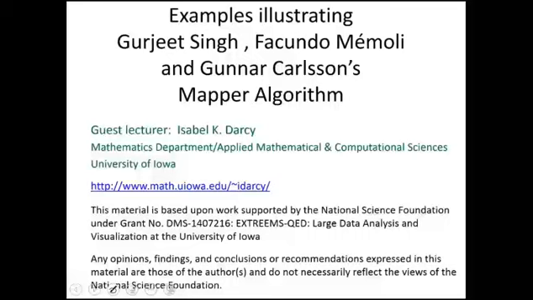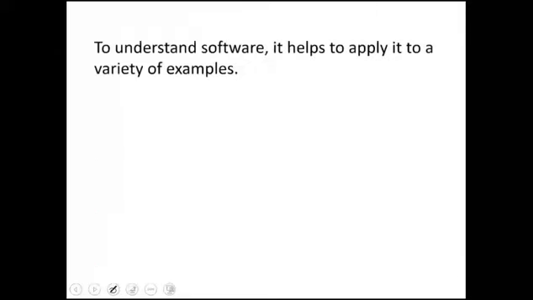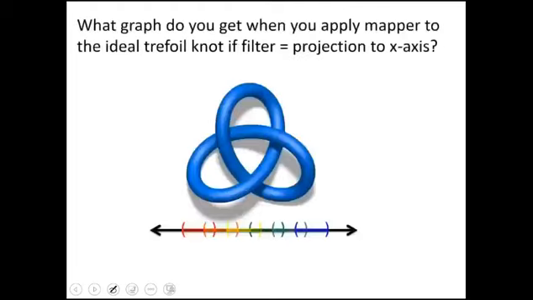In this video, we will look at two artificial examples to better illustrate the mapper algorithm. To understand software, it often helps to apply it to a variety of examples, especially examples you can visualize to illustrate both the pluses and the minuses of the software. We will start off with the Truffle knot. So imagine we have a data set that basically lives on the Truffle knot. So lots and lots of points covering this knot right here.